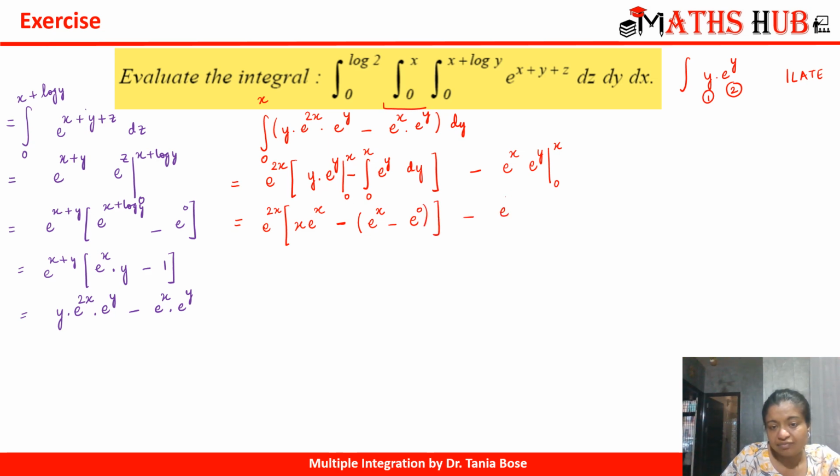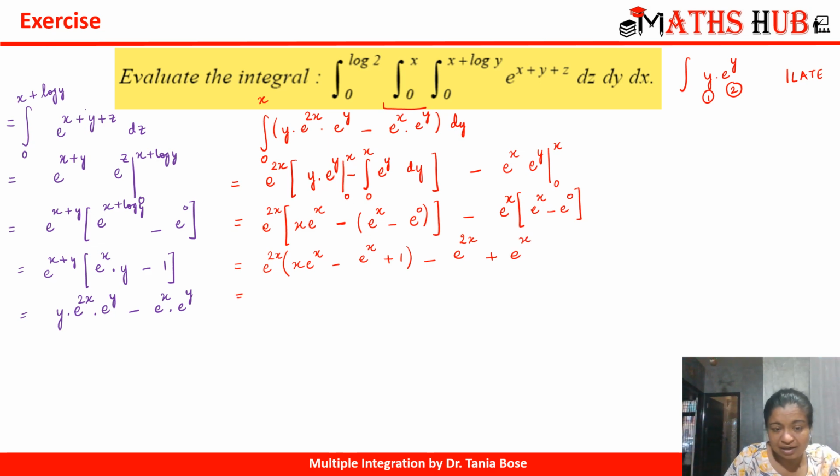Similarly, the second term will be e to the power x, and when I place the limits, I get e to the power x minus e to the power 0. So that makes it e to the power 2x, x e to the power x minus e to the power x, minus into minus is plus, minus e to the power x into e to the power x is e to the power 2x. This is 1, so this will become plus e to the power x, right?